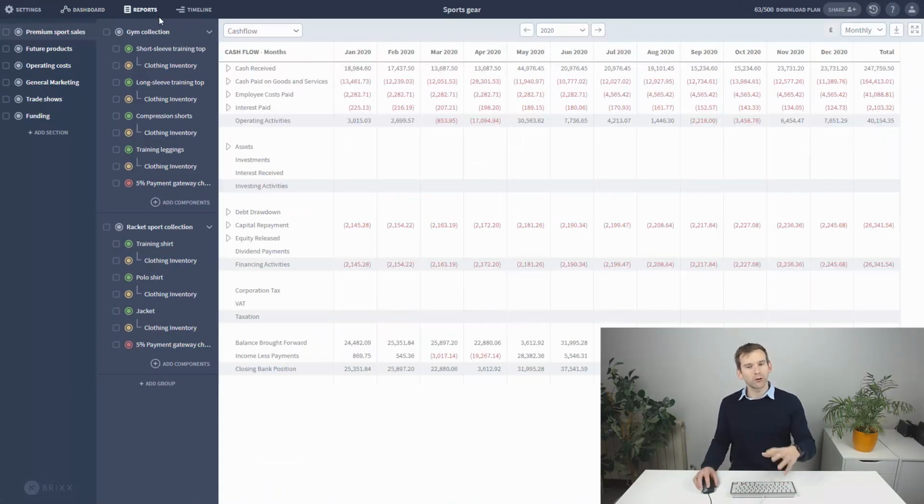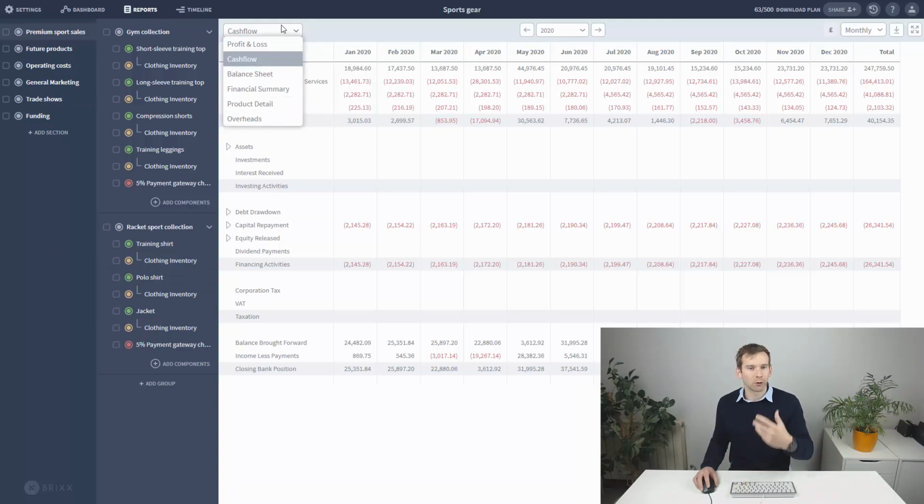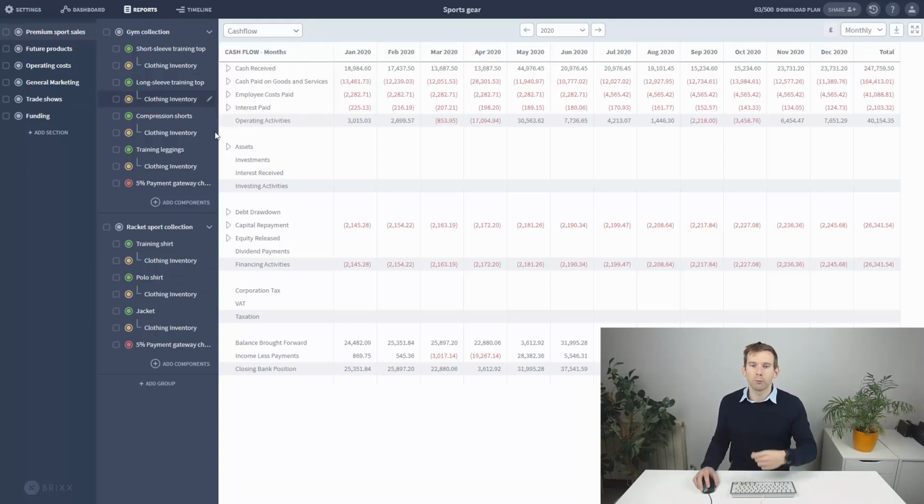You can access the reports here at the top. So the figures you enter into the components send the numbers over to multiple reports, placing them into the correct accounts in your cash flow, profit and loss, and balance sheet. It doesn't matter where they are located in your plan or how you choose to group them together. The numbers will always find their way to the right account lines.